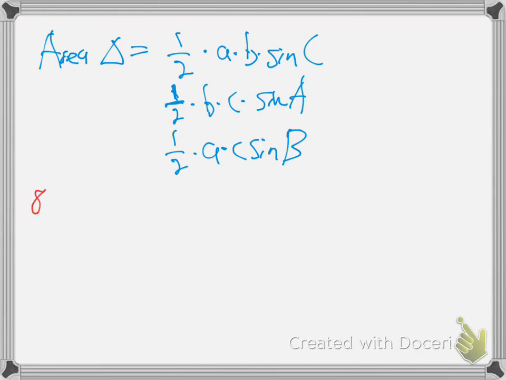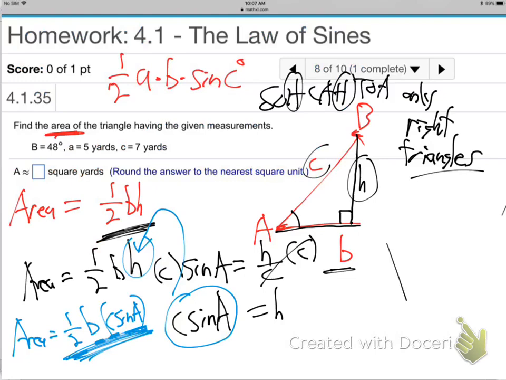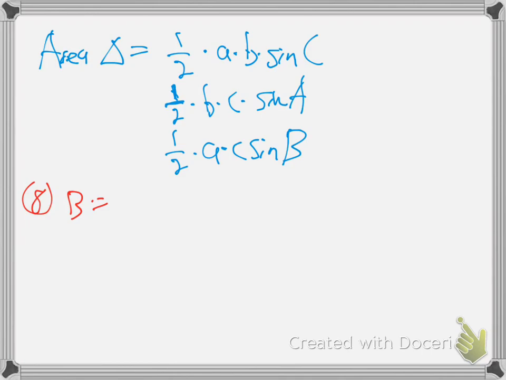So number 8, I already forgot. Capital B is 48, a is 5, and c is 7. Okay, 48, 5, and 7, right? Yeah. All right, so they give me that information. They want the area. What's the area?